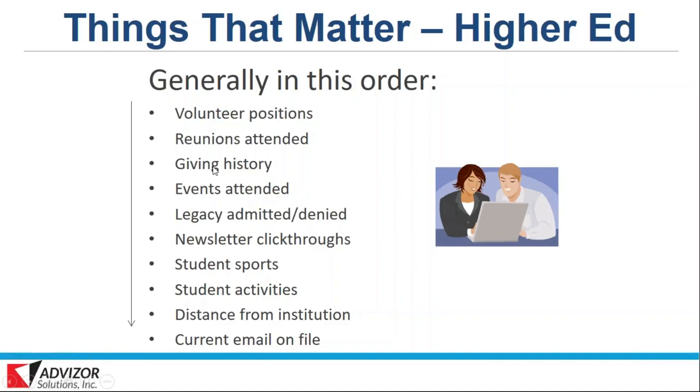Giving history always matters, and we'll talk more about that in a minute. Events attended matters. Now, it may matter which events they are. So if event attendance was strong, you might want to look at which events may have a strong positive influence, some might even have a negative influence, some might be more neutral. So you might want to split some of these apart depending on the data you have, and we'll get to more of this in a minute.